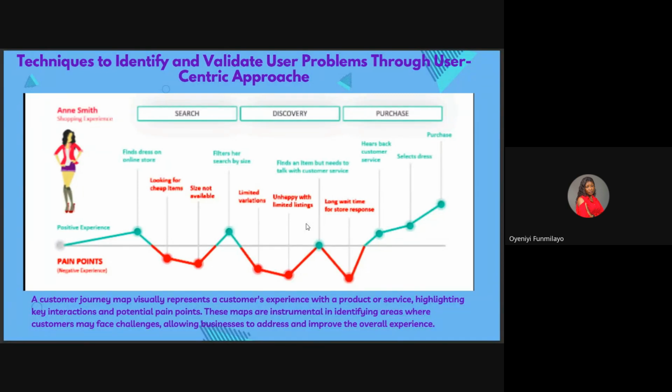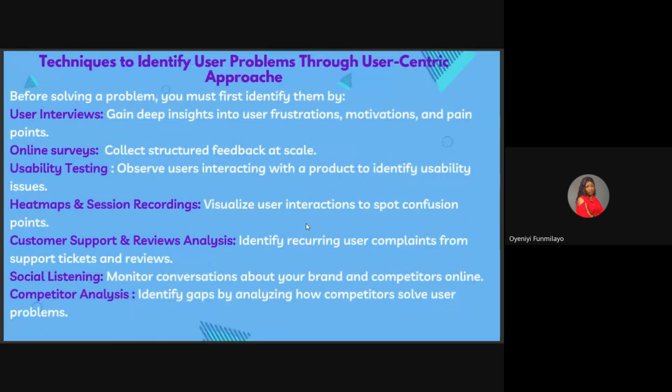So look into your customer journey map and figure out any pain points that you know that your users can experience. Or you can even ask your users, what are the frustrations that you're having, and then work on it so that they will have a positive experience from the beginning to the end of your products.